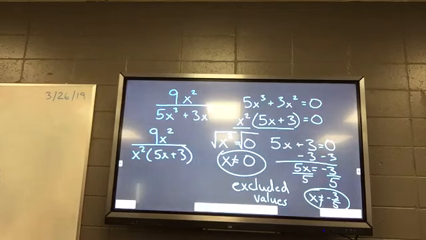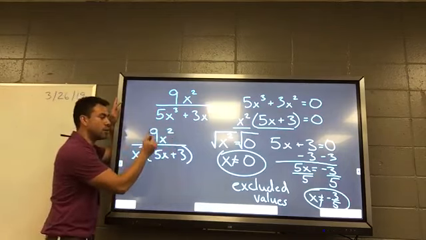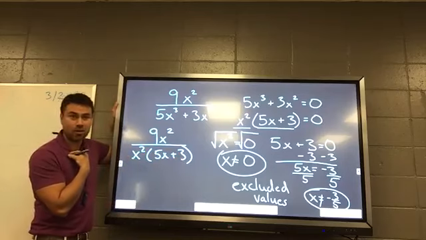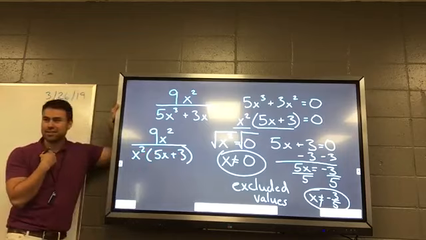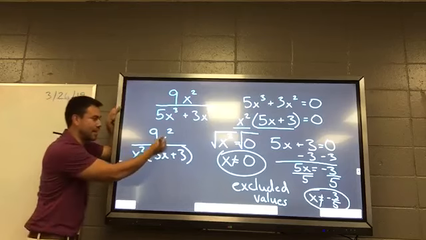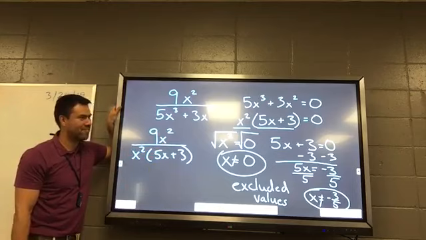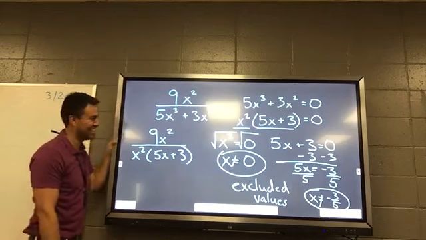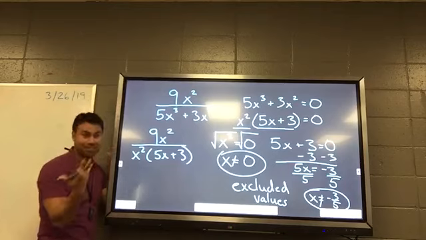Okay, now here I have a factored numerator and denominator. Can I cancel anything out? Take guesses at it. X squared. What about this x and that x? No. Wait, why not? They're not the same thing. They're not like terms.